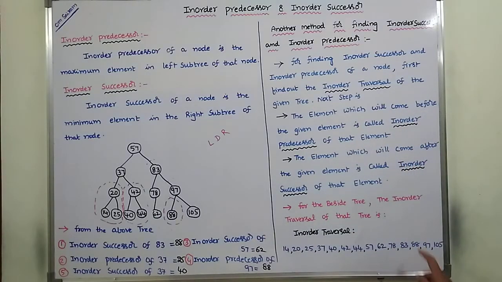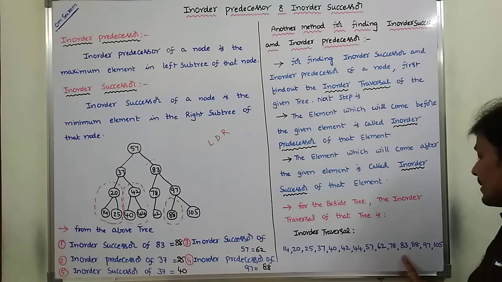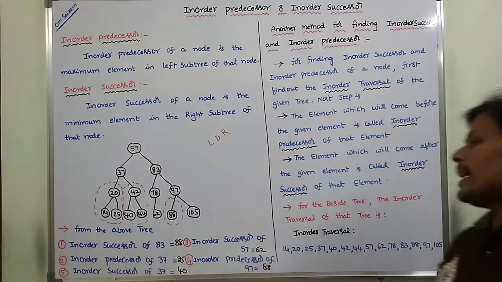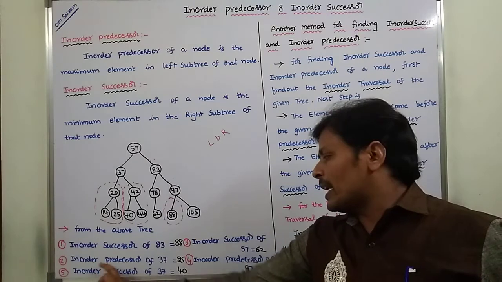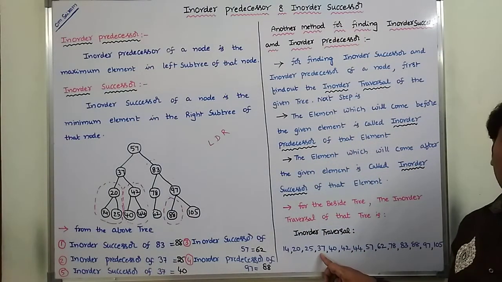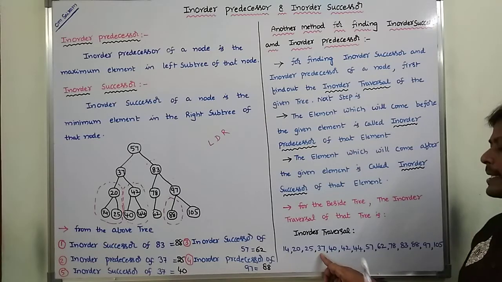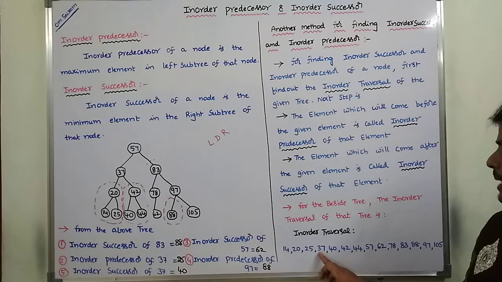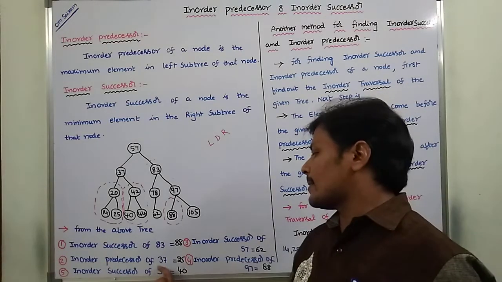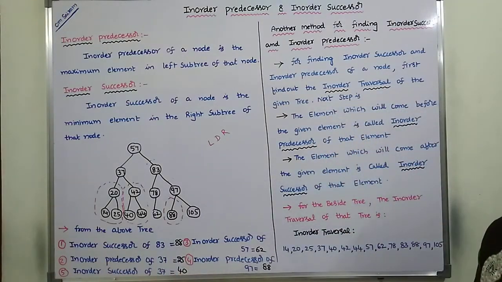So this is the node for which we find the inorder successor. For 83, inorder successor means the next element, and the next element is 88. Next, inorder predecessor of 37. Inorder predecessor means one step backward, and one step backward is 25. So the inorder predecessor of 37 is 25.